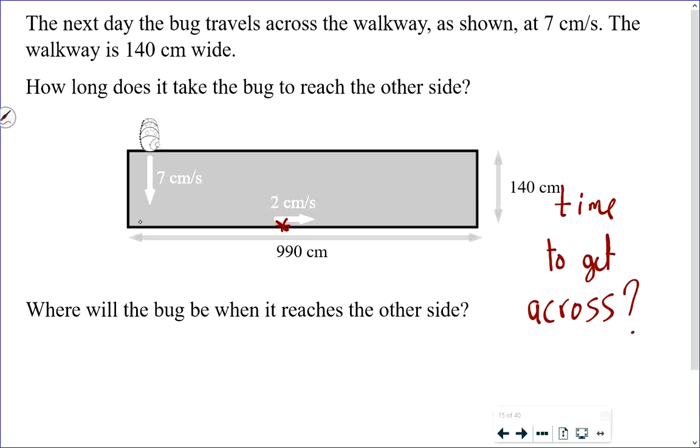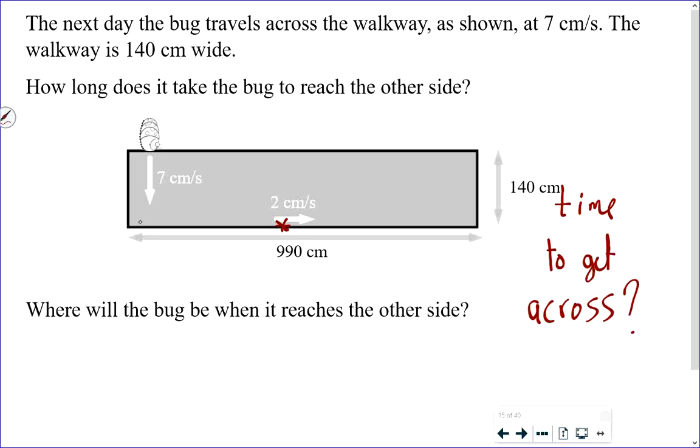How many of you are confident you have a number of seconds it takes to reach the other side? Noah, what do you think? 20. It is 20 seconds. And what Noah said, did you actually calculate it, or did you just look at the numbers? Okay. What Noah said is the bug is moving in the downward direction at 7 centimeters per second, and it has to move 140 centimeters in that direction.